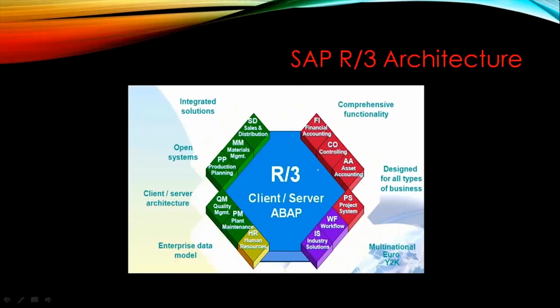So here is the SAP R3 architecture again. Here you can see that the R3 system consists of different modules. It's an integration of different modules. The modules can be ABAP, financial accounting, controlling, asset accounting, project system, sales and distribution, material management, production planning, quality management, PM module, HR module, industry solution, workflow, and all that. So it's the integration. Everything is integrated within one software, which is your SAP software.